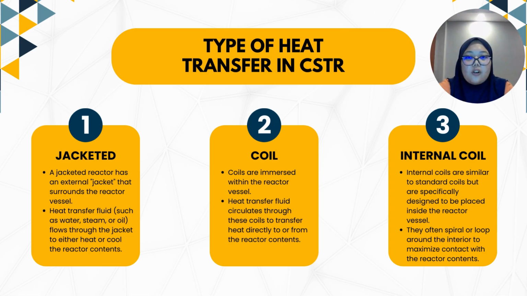Then next is the coil. The coil is immersed within the reactor vessel. Heat transfer fluid circulates through this coil to transfer heat directly to or from the reactor contents. Lastly is the internal coil. Internal coils are similar to the standard coil but specifically designed to be placed inside the reactor vessel. They often spiral or loop around the interior to maximize contact with the reactor contents.